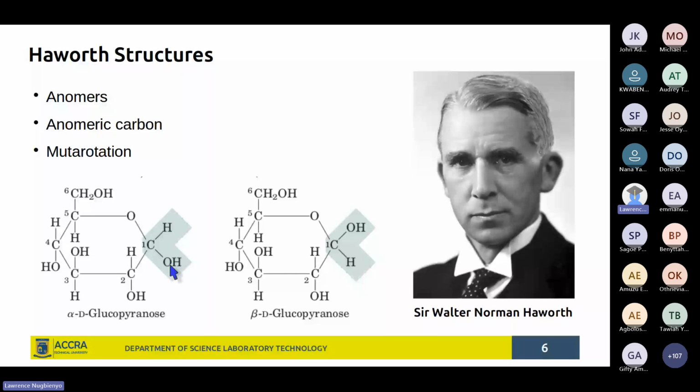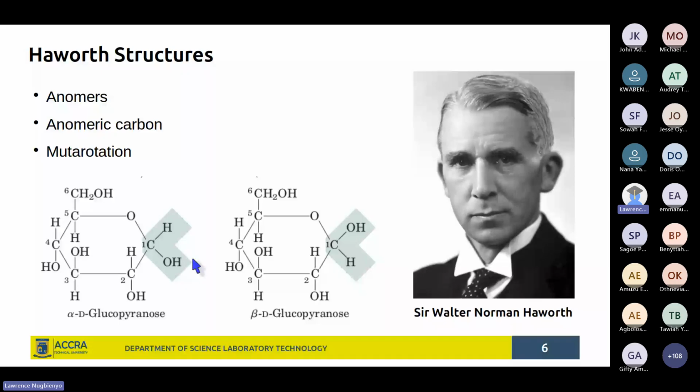isomers that we refer to as the alpha configuration when the hydroxyl group is pointing downwards, and the beta configuration when the hydroxyl group is pointing upwards. And that first carbon we refer to as an anomeric carbon. And we refer to the process of the formation of these anomers as mutarotation. And that is because there can be rotation of these groups. Either the hydroxyl group is pointing upwards or pointing downwards.